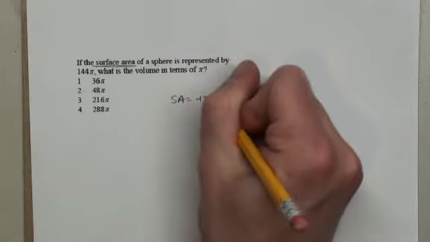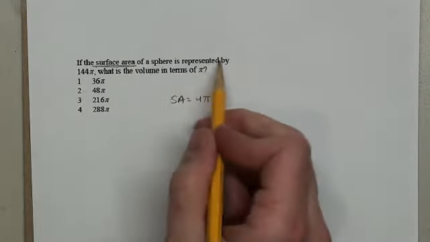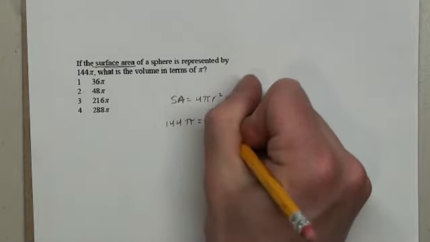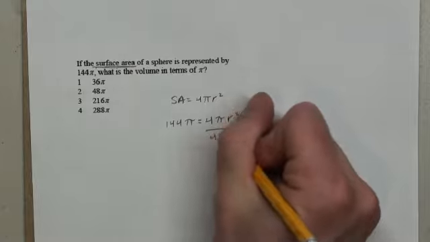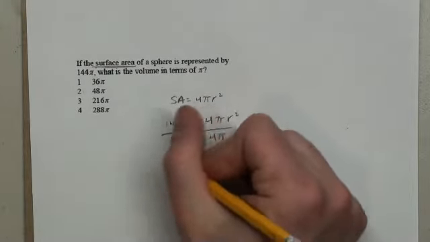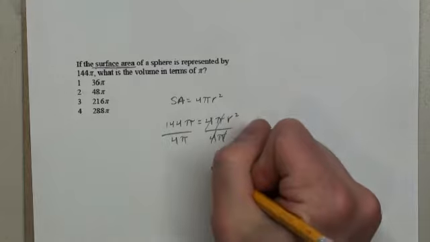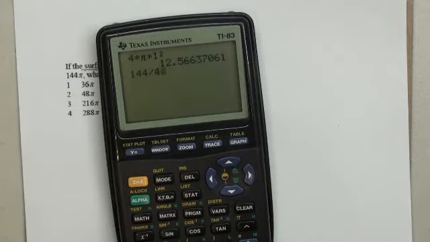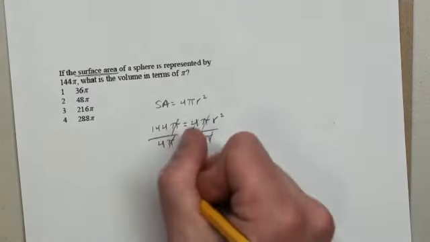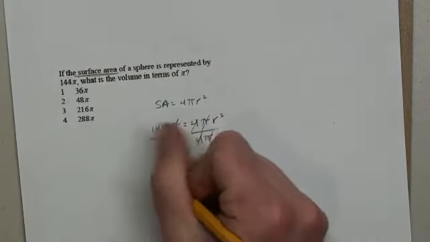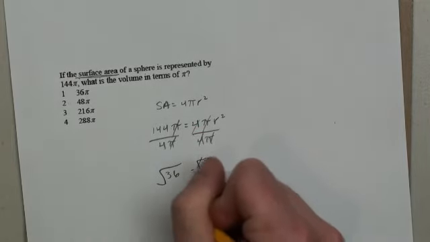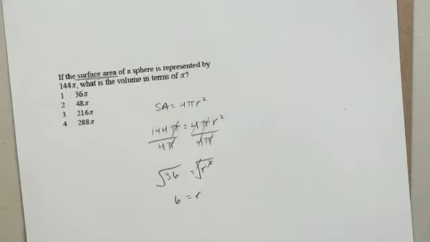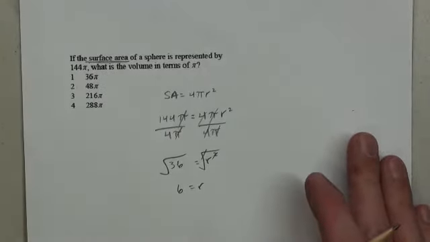So it's going to be 4 pi r squared. It says the surface area is 144 pi, so 144 pi equals 4 pi r squared. Divide by 4 pi, so we have r squared equals 144 pi over 4 pi. Hopefully 144 divided by 4 works out to something even. It does. It's 36. And that's really nice because the square root of 36 is 6.